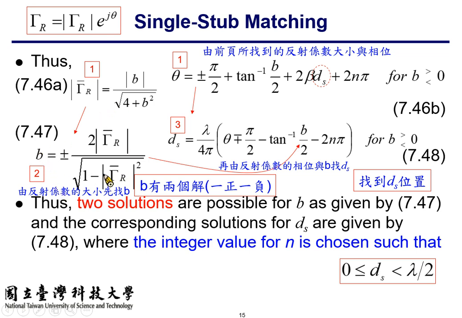You will have 2 solutions. One is greater than 0, one is smaller than 0. Which means you will have 2 solutions. One is making this short stub an inductive stub, that would be a jB value that is greater than 0. If B is smaller than 0, the input impedance of the short stub will become capacitive.